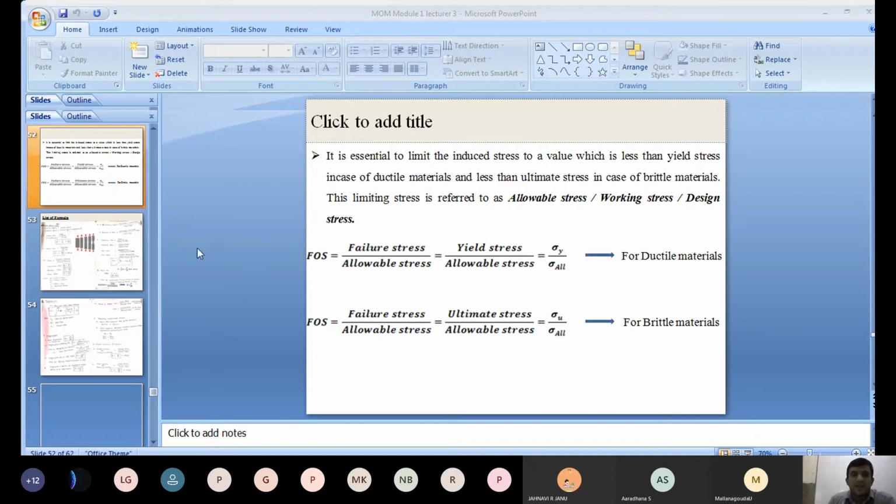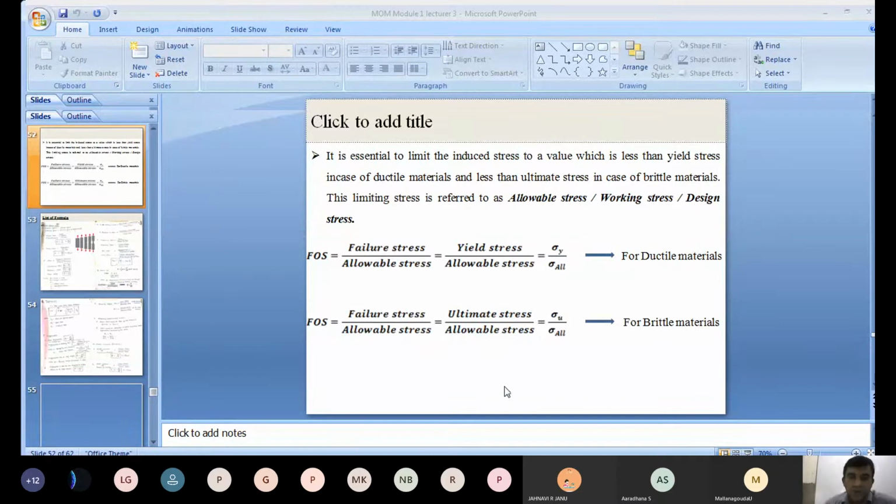Now we'll define the factor of safety. The general formula for factor of safety is the ratio of failure stress to allowable stress. If you consider ductile material, what is the failure stress? It is the yield stress. Now how do you represent it here? Yield stress is sigma suffix y divided by allowable stress, sigma suffix allowable. For brittle material, the failure stress is the ultimate stress. Again, the allowable stress should be below the ultimate stress. The factor of safety for brittle material is sigma u by sigma allowable.